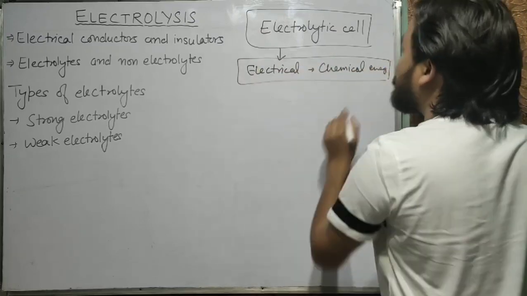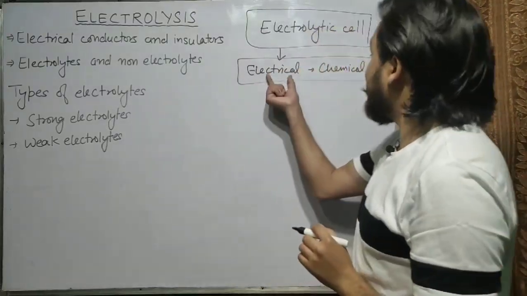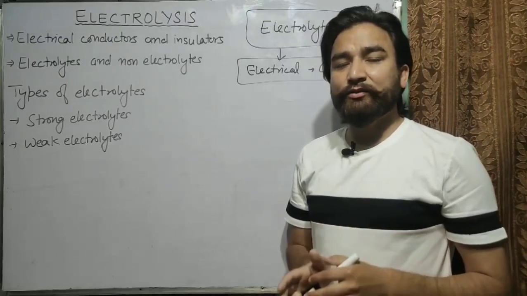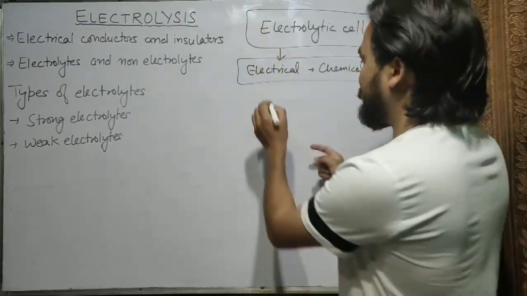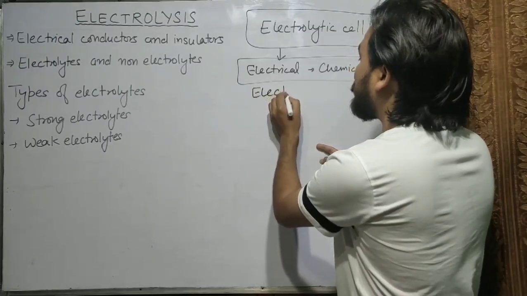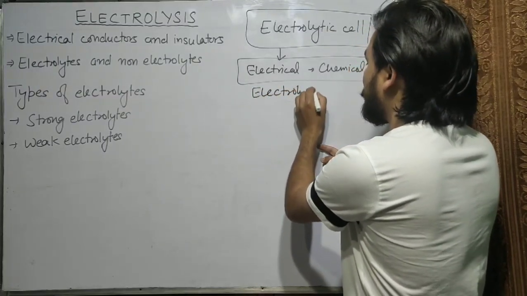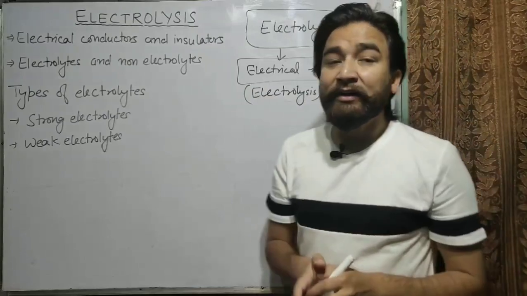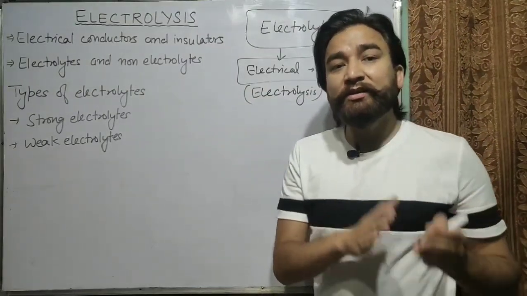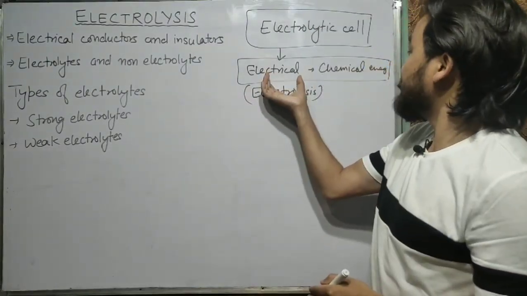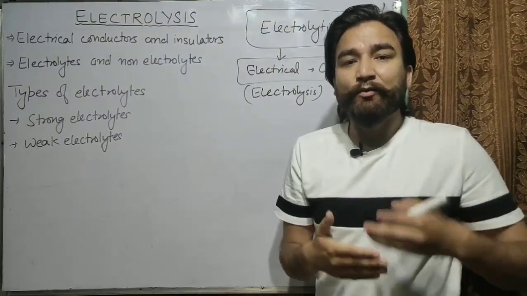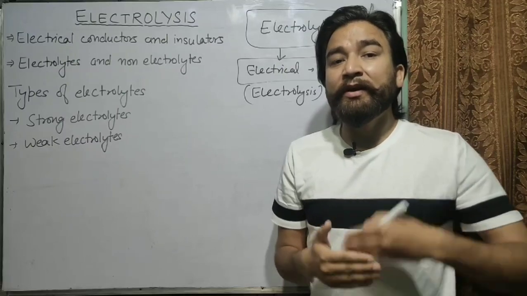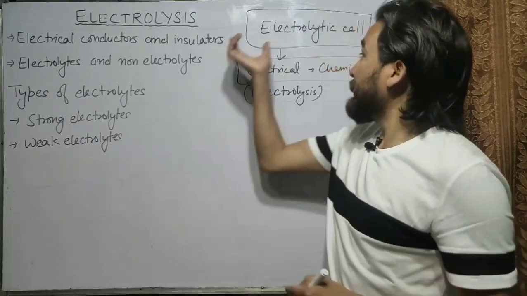So the device which converts electrical energy into chemical energy is known as electrolytic cell, and this phenomenon is known as electrolysis. So you can say that electrolysis is a process in which electrical energy is converted to chemical energy, and the device which converts electrical energy into chemical energy is known as electrolytic cell.